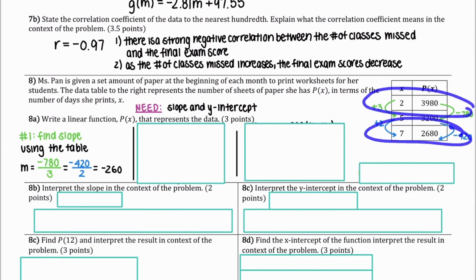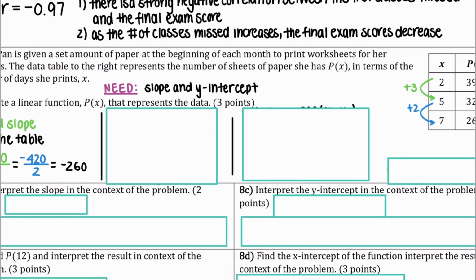So change in y, the change in P of x over the change in x. And regardless of whichever two coordinates that you choose, the slope should be the same. In this case, negative 260. So we're done with the slope part. Now we got to find the y-intercept.